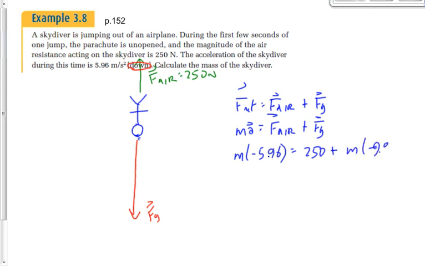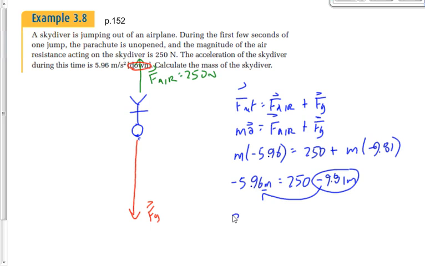Hey, this is a lot like the last question. Simplify this just a little bit. Take this over to the other side by adding. It should give me a mass of 64.9 kilograms. Seems pretty reasonable, right, for a skydiver, 64.9 kilograms.